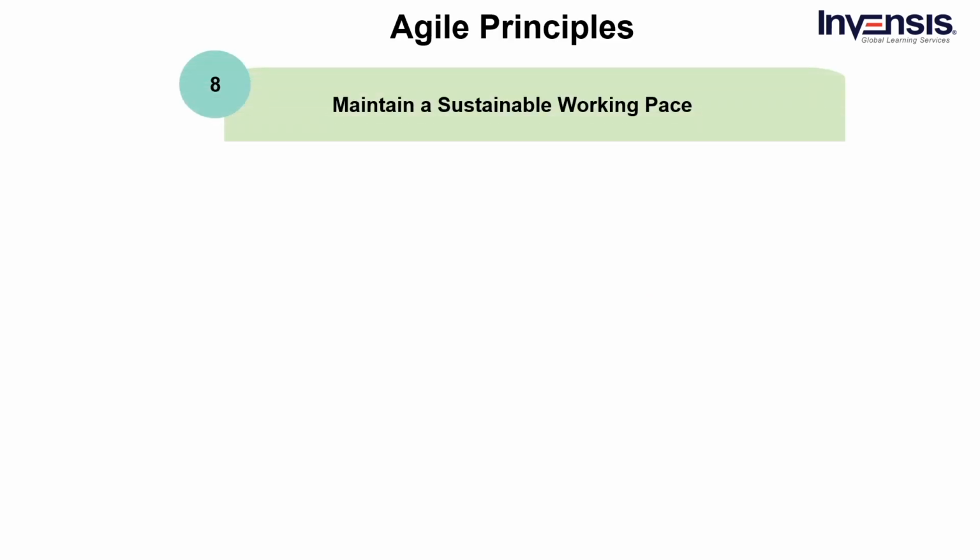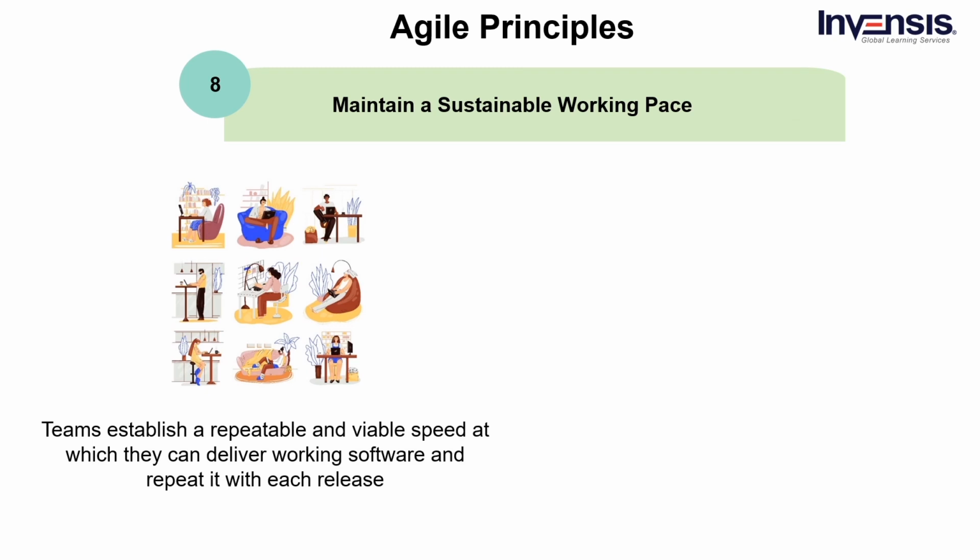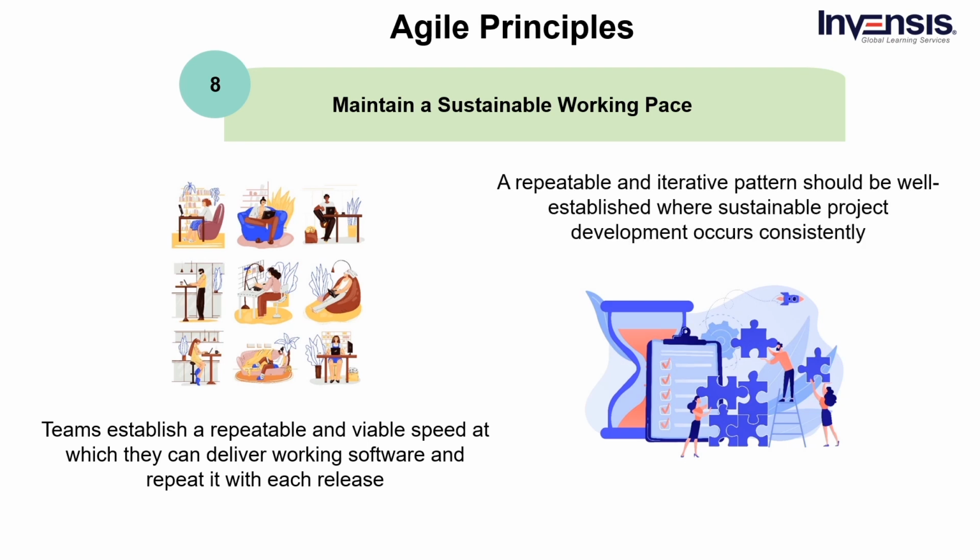Maintain a sustainable working pace. Teams establish a repeatable and viable speed at which they can deliver working software and repeat it with each release. A repeatable and iterative pattern should be well established, where sustainable project development occurs consistently. This keeps the team members from being overwhelmed and stressed out while the project progresses at an acceptable rate.